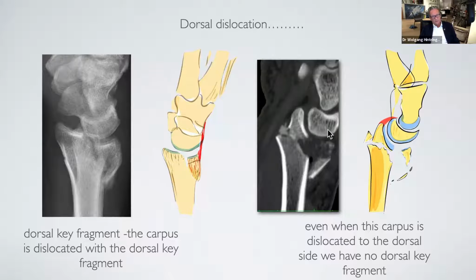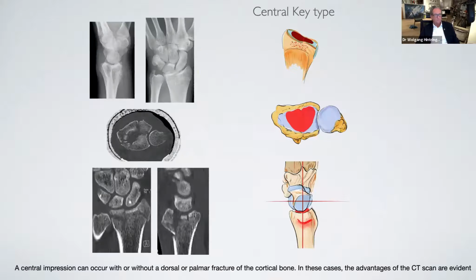Here, the carpus is still adapted with the volar ligaments to the volar key fragment, and we have here a volar key fragment with a dorsally dislocated carpus, and the treatment is quite another one because here you have to stabilize that one at first, and here the dorsal V ligament.